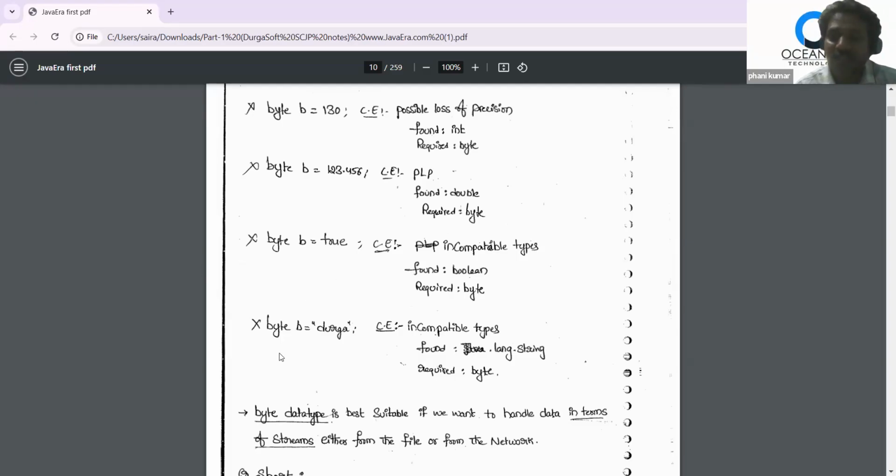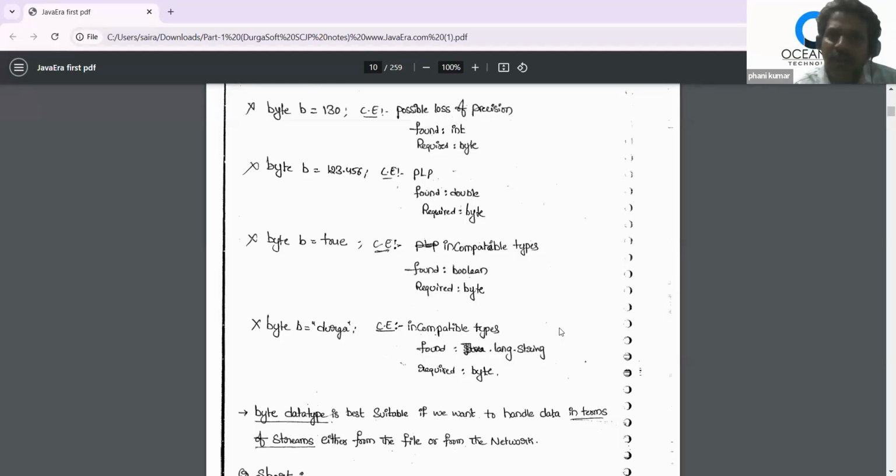Clear? Such types of errors we also found. So clearly you should know we are declaring the type byte b. We are assigning the values also in the form of byte type only. But if we are assigning values out of range, then we get errors. That's called possible loss of precision.